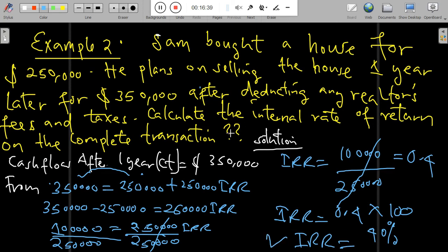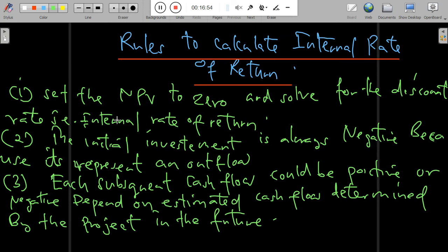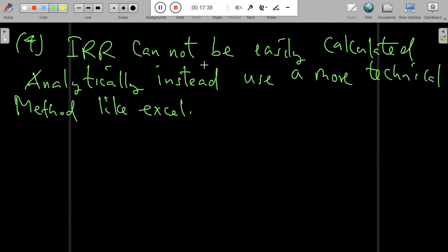Now, after understanding this, let's finalize by looking at the rules on how we can calculate the internal rate of return. The first rule is that you need to set the net present value to 0 and solve for the discount rate, for example the internal rate of return. Second, the initial investment is always negative because it represents an outflow. Third, each subsequent cash flow could be positive or negative depending on the estimated cash flow. Last, the internal rate of return can be easily calculated analytically; otherwise, we use a more technical method like Excel.